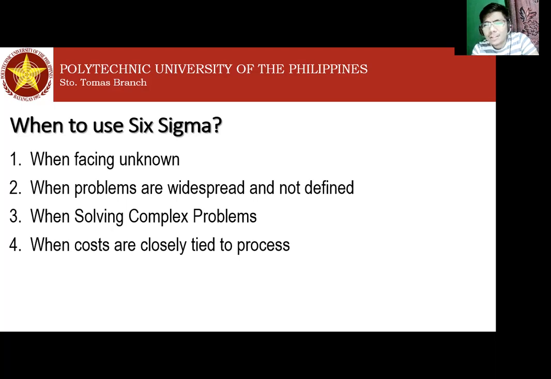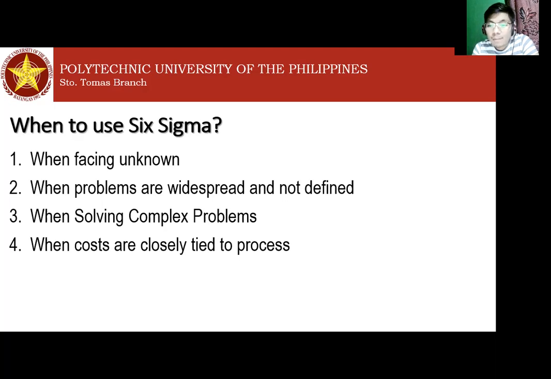Doon sa una kasi parang, for example, nagkakaroon tayo ng profit loss. So doon medyo hindi natin alam ano yung profit loss, ano yung reason kung bakit tayo may profit loss. And number two, when problems are widespread and not defined. So for example, we encounter different kind of defects in our production. Sobrang dami, hindi natin alam alin ba dun yung unahin, alin yung priority, alin yung mas kailangan natin tutukan. So we use Six Sigma to identify those problems and define ano yung kailangan natin gawin.